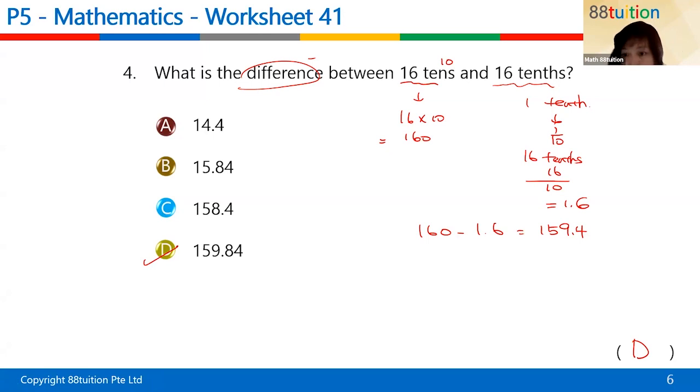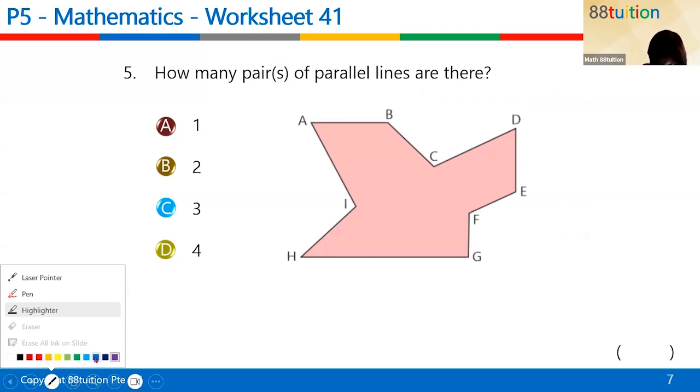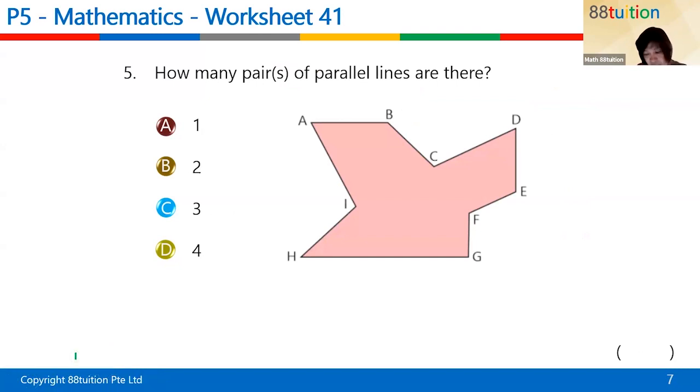Any problem with this so far, okay? Question number 5. How many pairs of parallel lines? Okay, for this one, I put it into maybe darker green here. They are talking about parallel lines. Okay, if you talk about parallel lines, you must use a ruler, okay? So let's see, where can you find it? Anyone else can help?